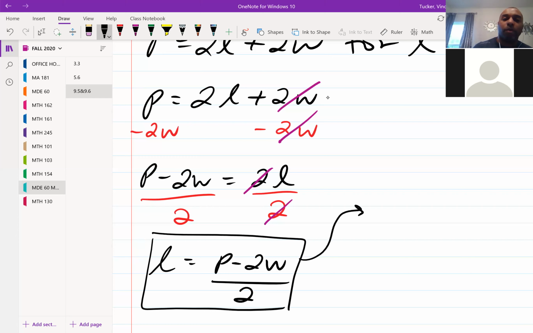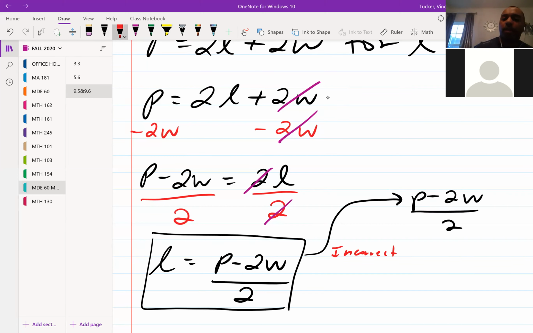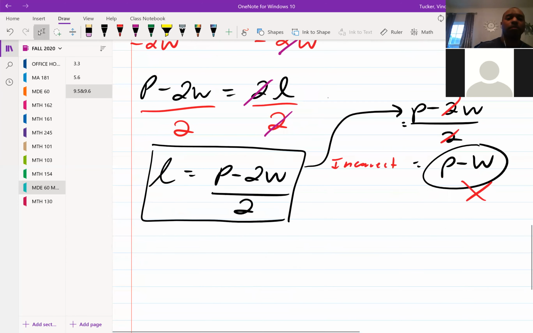Now, the wrong way of doing this, which a lot of people make this mistake, so if you wanted to do it, don't feel bad, is that they'll look at the P minus 2W over 2 and want to cancel out the twos just like that, and then have the answer of P minus W. So this is incorrect. Cannot cancel it out that way. Trying to stay consistent with my colors.